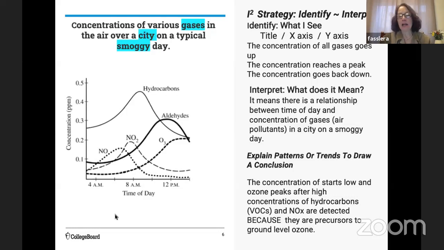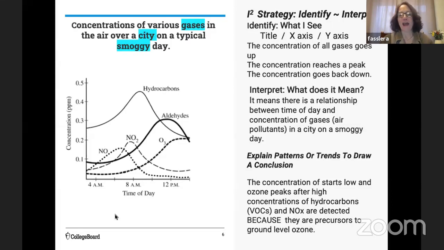This is the kind of graph that you might see even on an FRQ, and they could ask you to use that skill to explain the relationship between the variables, or again, extend that into drawing a conclusion about some bigger environmental process. Many of your teachers perhaps use this technique called I-squared: identify, interpret. You don't have to worry about the formal name for that. It's just a simple strategy that we want to review as I look at quantitative data to make sure I can describe the pattern and find the relationship between the variables.